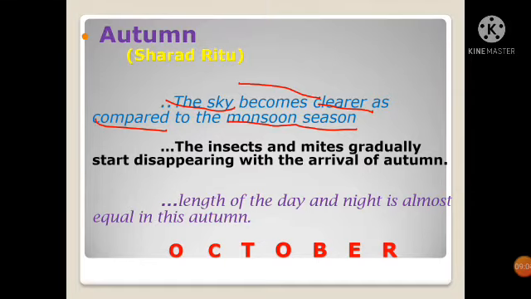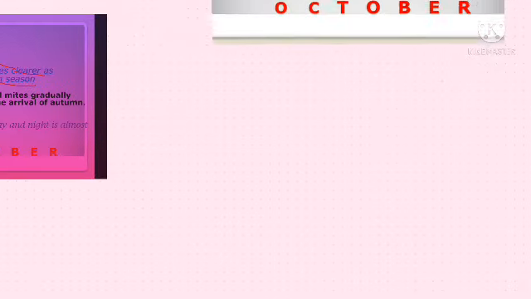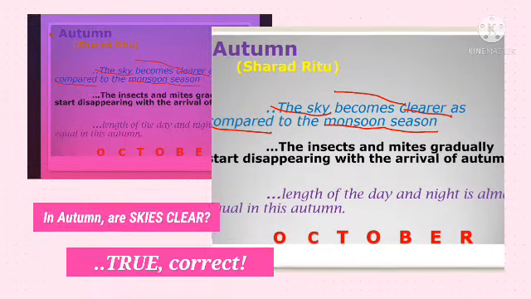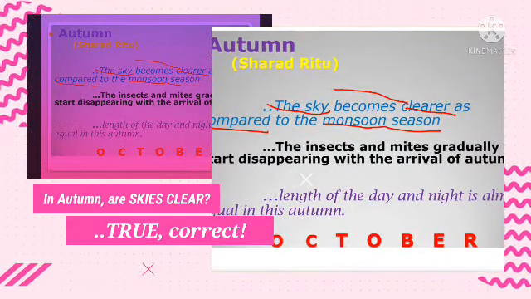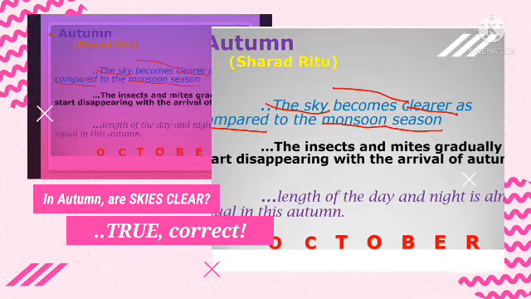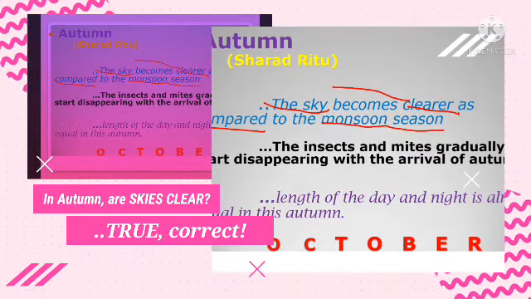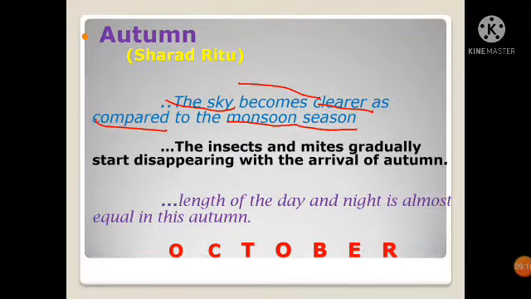And if you look at it, in autumn season, because it has already rained, the skies are clear. There are white clouds. The insects and mites, see, there's a trouble in autumn. A lot of insects come up.